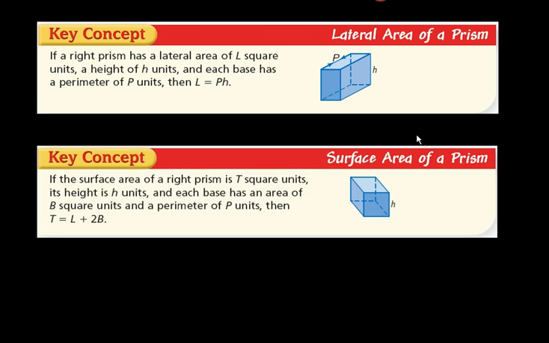Surface area of a prism takes it a step further. If the surface area of a right prism is T square units, its height is H units, and each base has an area of B square units and a perimeter of P units, then T equals L plus 2B. Okay, so the whole surface area is you take the lateral surface area and just add the area of the two bases. So it kind of rounds it out. We're not just finding the lateral area, we find the entire surface area of the prism.